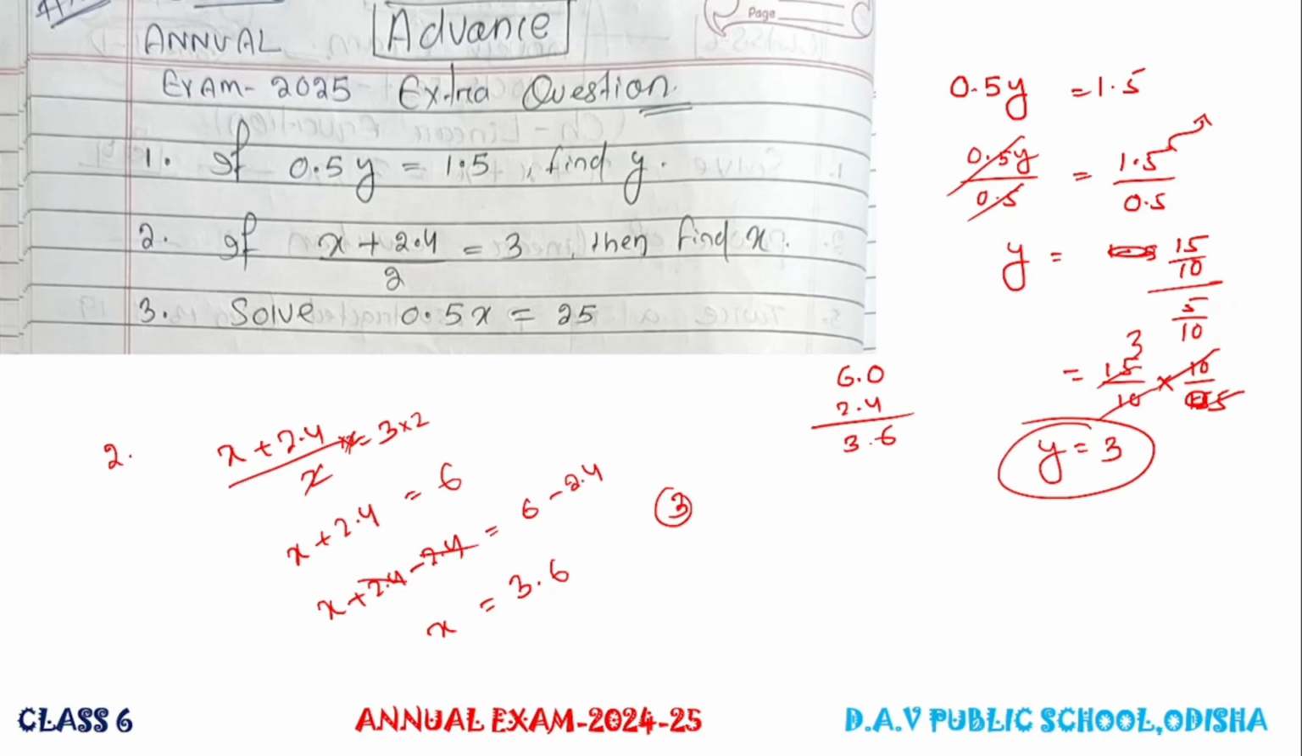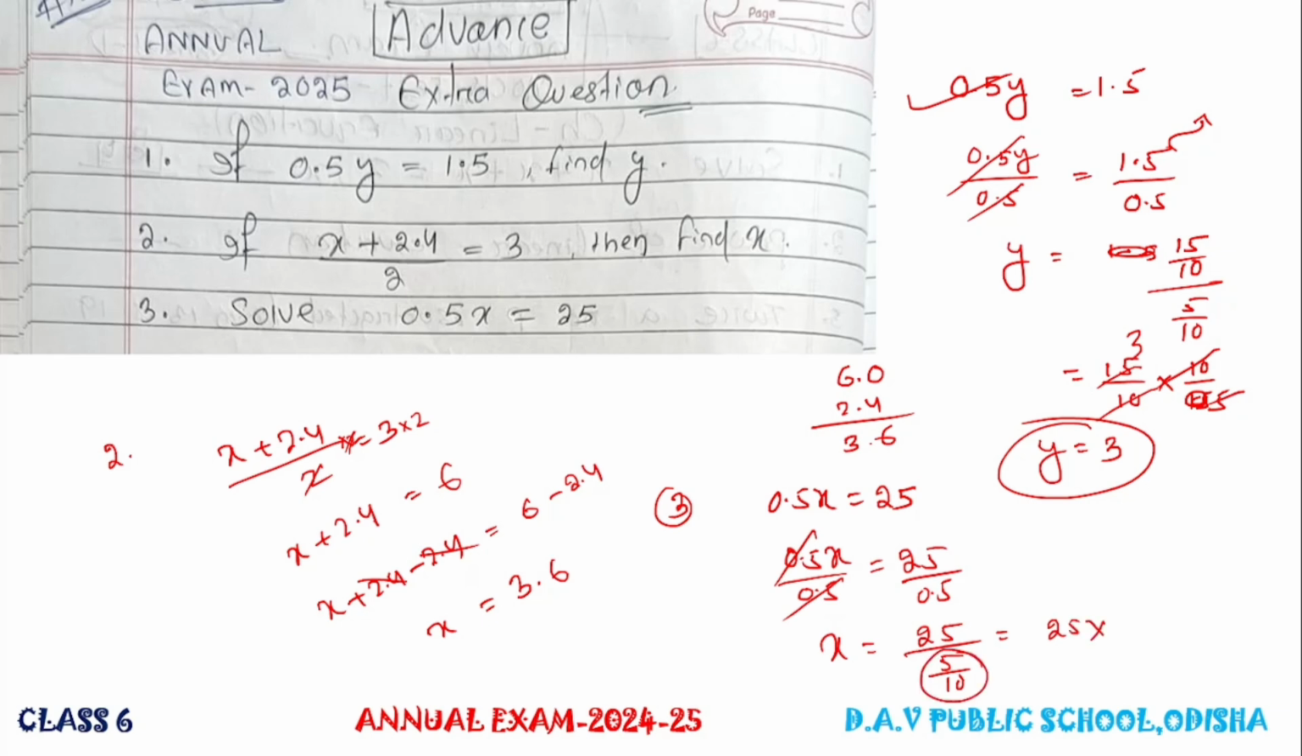Next question number 3. Solve 0.5x equal to 25. So first of all, same question. First we divide. 0.5x divided by 0.5 equal to 25 divided by 0.5. Now 0.5 cancel, x equal to 25 divided by 5 by 10. Now we can write 25 into second one, it will be reciprocal, that is 10 by 5. So 5 5s are 25, 5 10s are 50. So answer is 50. Next question.